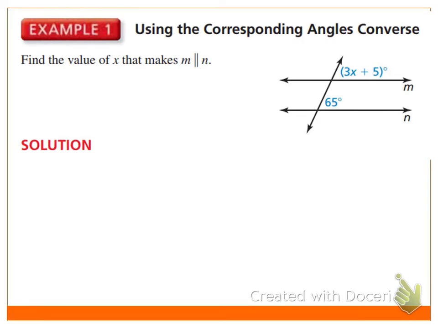Find the value of x that makes m parallel to n. So if these lines were parallel, what relationship, first of all, would these two have? They're corresponding. So if the lines were parallel, what do we know about corresponding angles? They'd be congruent. So that means 3x plus 5 would equal 65.